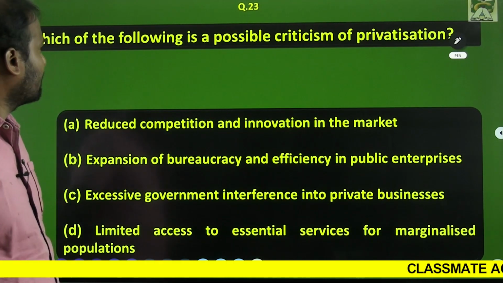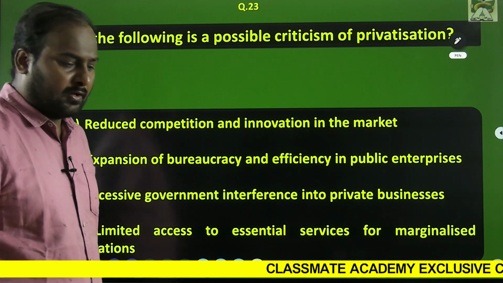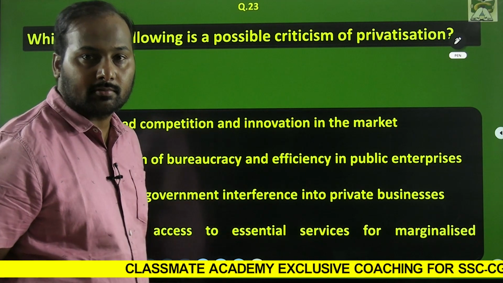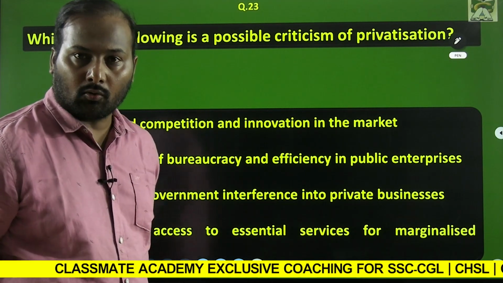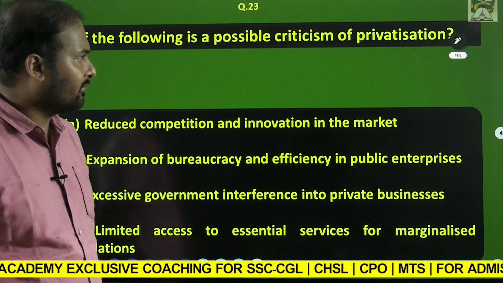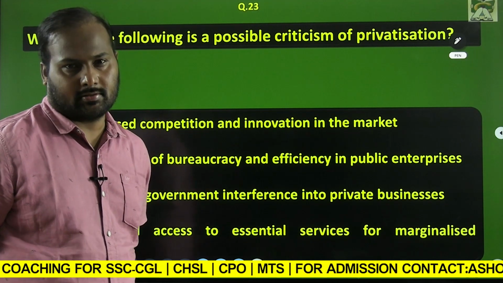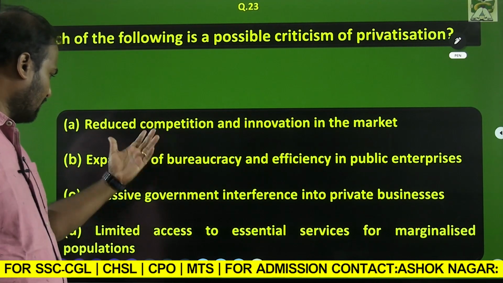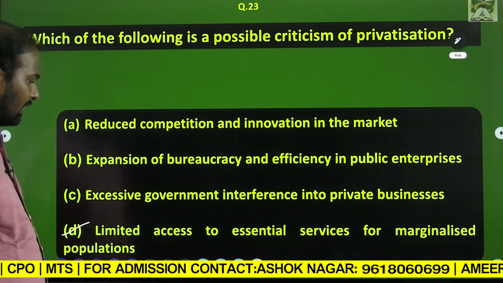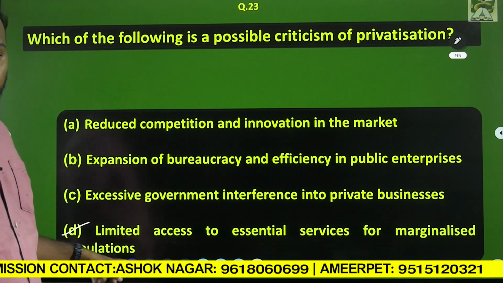Next one. Which of the following is a possible criticism of privatization? Again, this question is from economy. In economy, we will mainly discuss various economic reforms, that is the 1991 economic reforms regarding liberalization, privatization and globalization. So he's asking what is one of the possible criticisms of privatization? One of the main criticisms of privatization is lack of social justice. So you have to check for options where there is no social justice. That is option D, limited access to essential services for marginalized population.